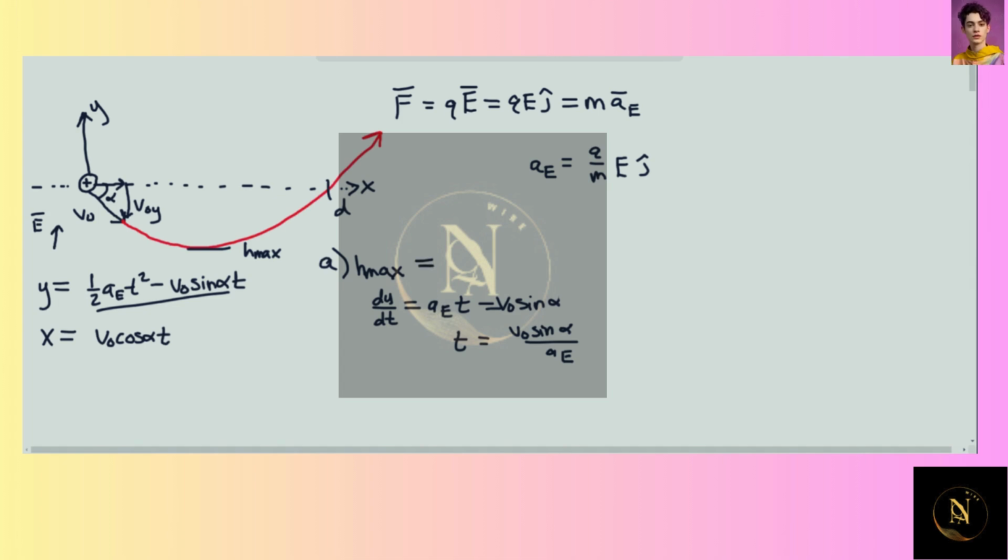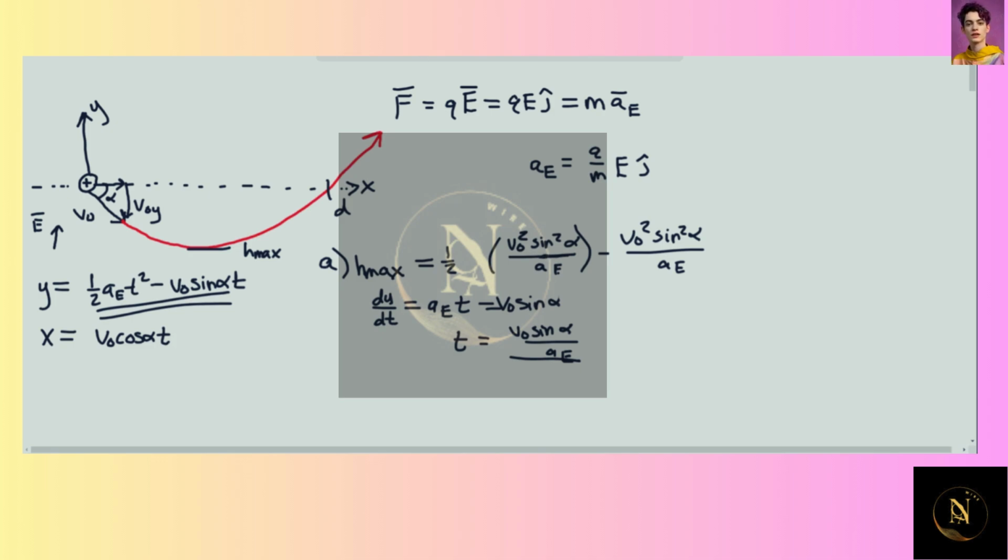So if we plug this time in for the y coordinate, we'll find the height h max. So we'll get 1/2 a sub e, times the time we just found squared, v naught squared sine squared alpha over a sub e squared, minus v sub 0 sine alpha times this quantity, which would be v sub 0 squared sine squared alpha over a sub e. If we do a quick simplification of the first term, we'll realize that one power of a sub e cancels. So we will have this fraction.